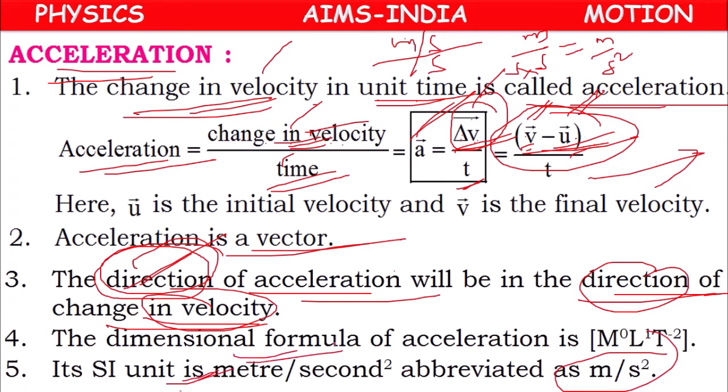Its dimension formula: meter stands for length, L1. Second stands for time, T square, because we are having second square. L1, T square, if it goes upside to the numerator, T power minus 2. So L1, T power minus 2. No mass is involved, so M0 we will write. So the dimensional formula of acceleration is M0 L1 T minus 2.